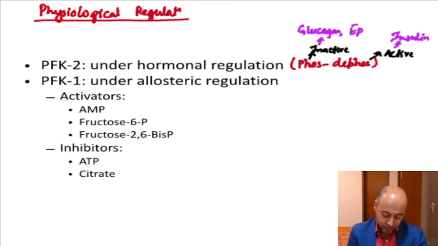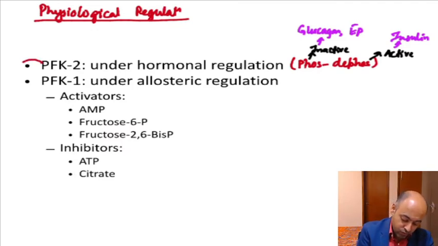PFK1 is under allosteric regulation. Some of them are activators, some of them are inhibitors. The activators are AMP, fructose 6-phosphate and fructose 2,6-bisphosphate. Inhibitors are ATP and citrate.